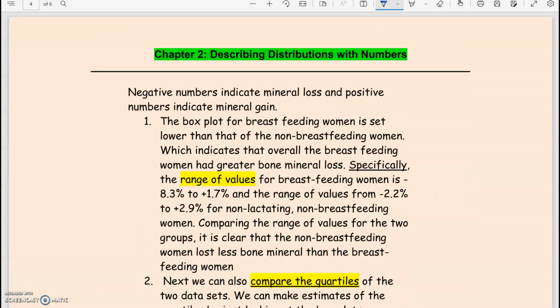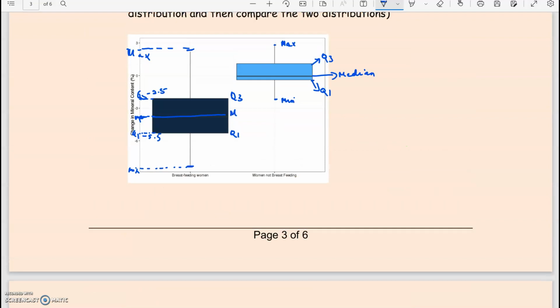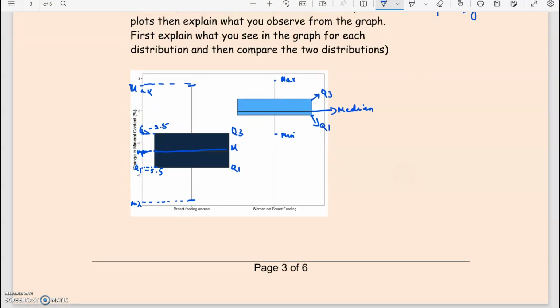So once you write down the 5 number summaries of the two box plots, we can explain our rationale for our conclusion in a very concrete and specific way. But as soon as we look at the box plots, you notice that box plot A is set lower than box plot B, which is the box plot for the breastfeeding women. Okay, what does that mean?